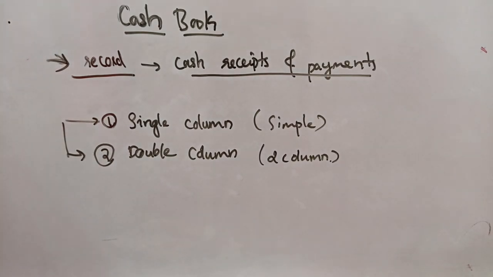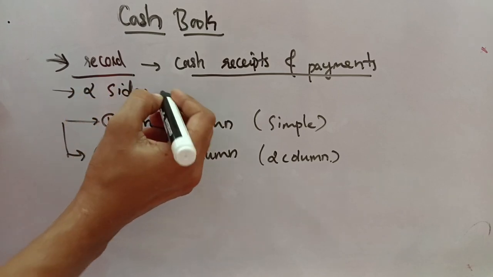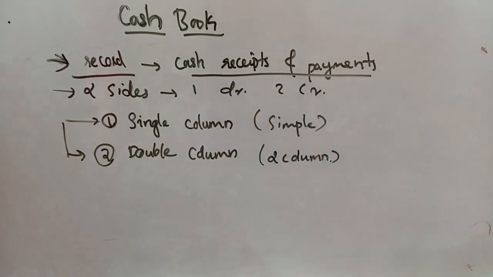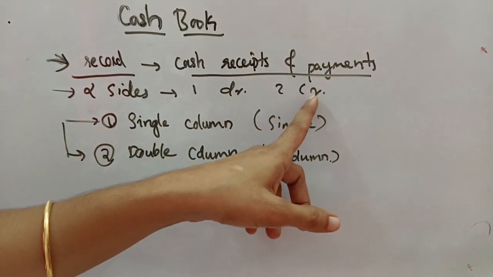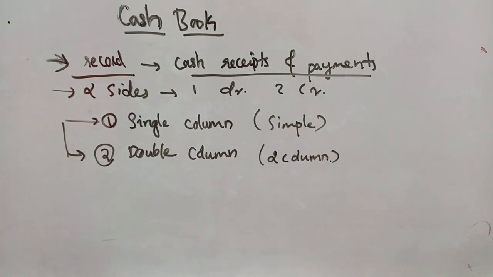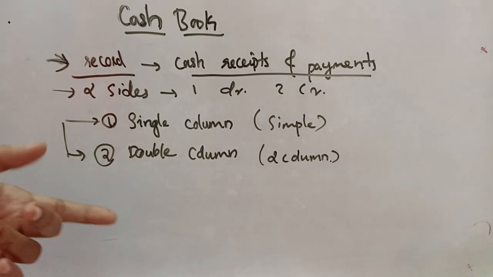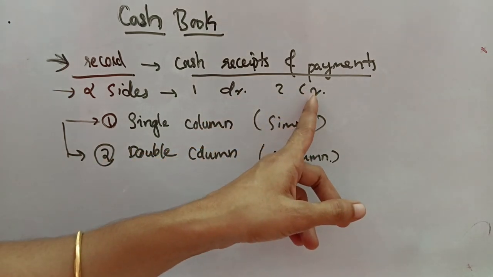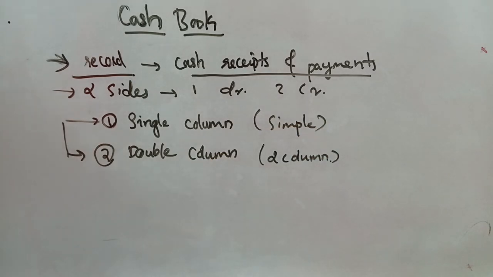Then it has two sides: the debit side and the other one, the credit side. The debit side records all cash receipts and the credit side records all cash payments, including checks. That is, on both sides, cash receipts and check receipts are debited in the debit column, and cash payments, including check payments, are credited in the cash book.